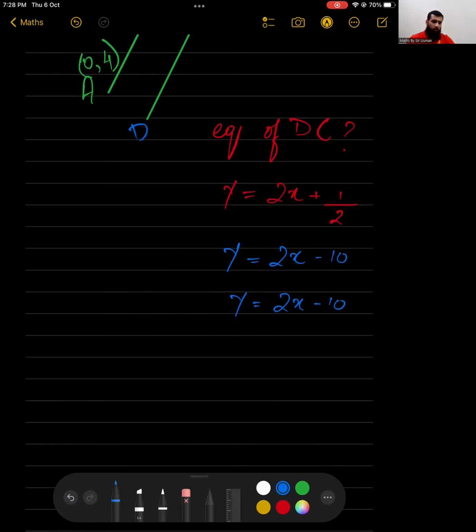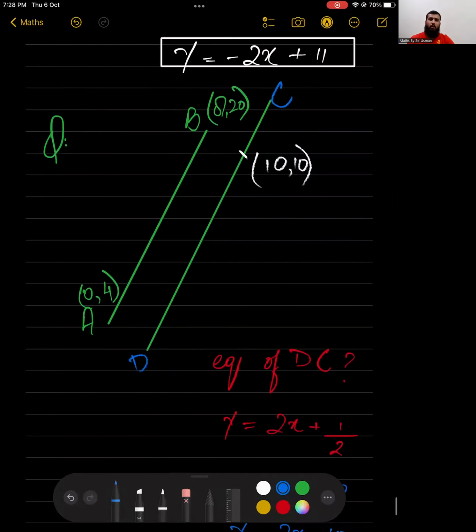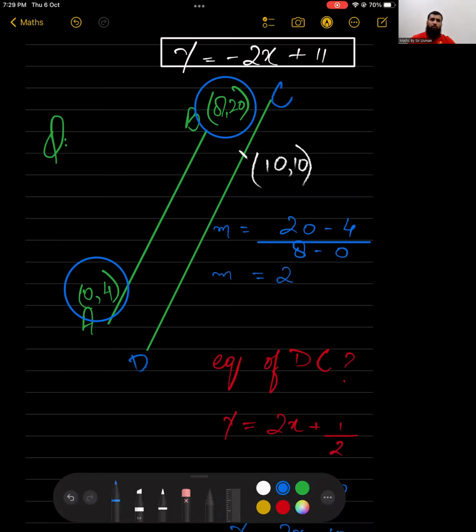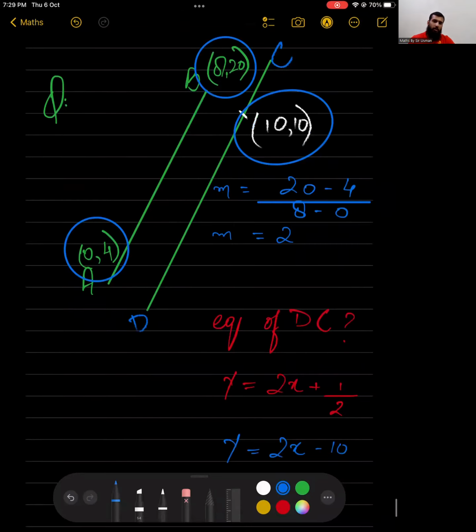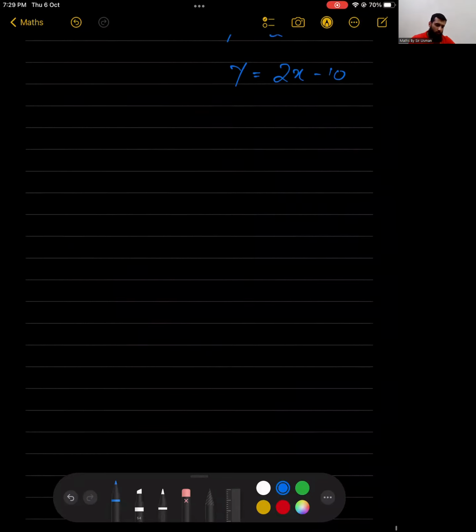Let me just solve this for you people so that you could have an idea कि किस तरीके से solve करेंगे और सही answer कौन सा है. So we have 8, 20 over here and 0, 4 over here. आपने सबसे पहले gradient find करना है. So this would be 20 minus 4 divided by 8 minus 0. So the gradient turns out to be 2. Gradient की value आ गई है हमारे पास as 2. Now you have the coordinates 10, 10 and the gradient as 2.